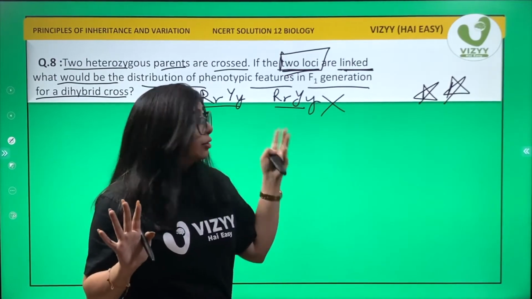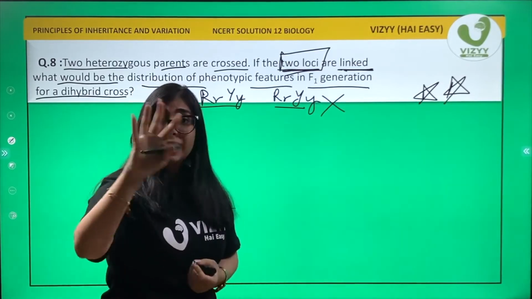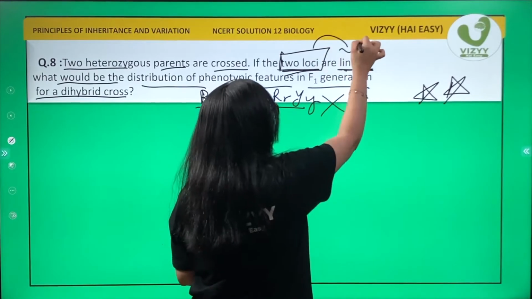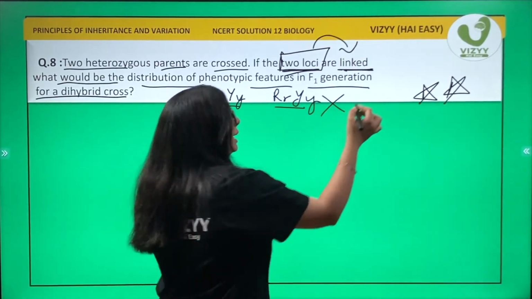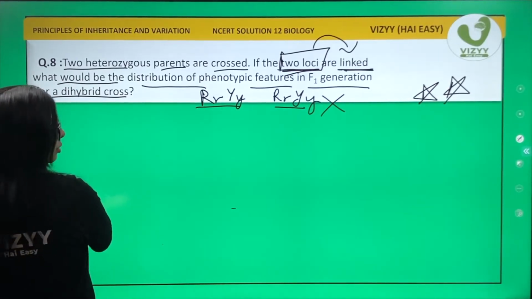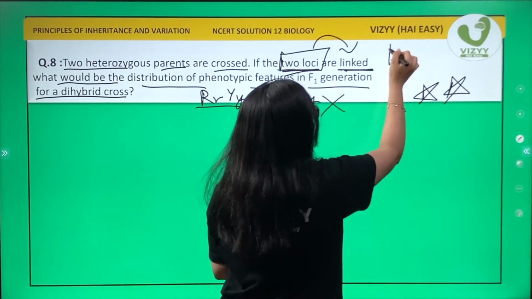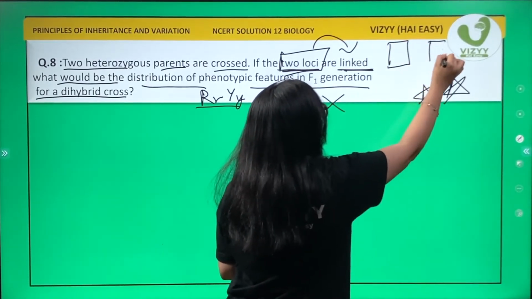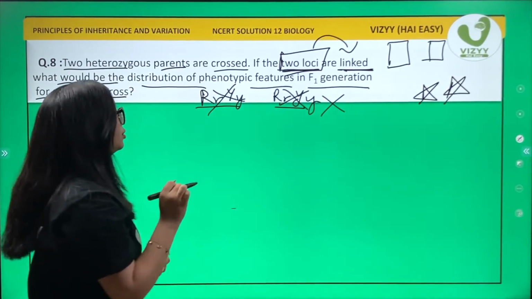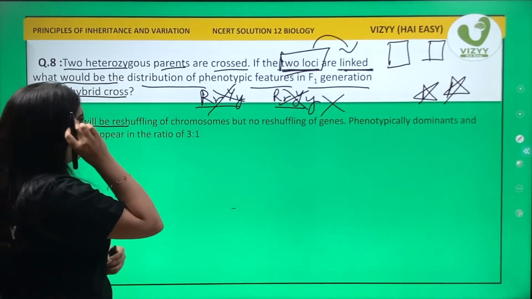Four and four, 8. For each one there will be 4 gametes. But that is not the case in this answer. In this answer, they are what? They are linked together. So you are supposed to write gametes in a manner that they are vertical and not horizontal. Okay, so let's start with writing it, as there will be reshuffling of chromosome.